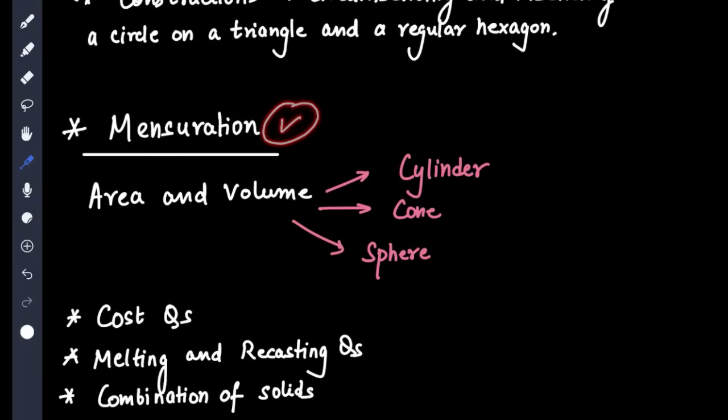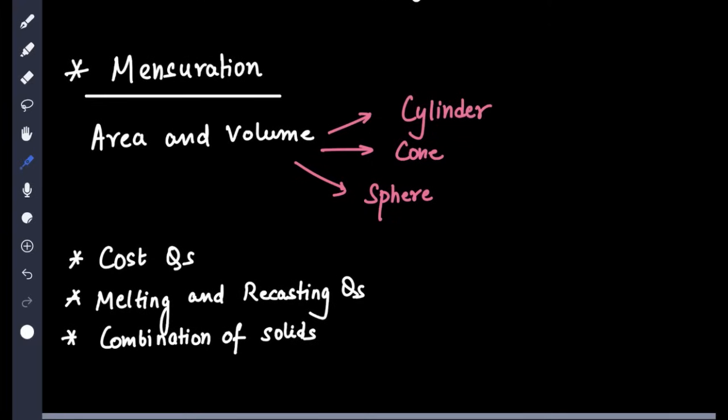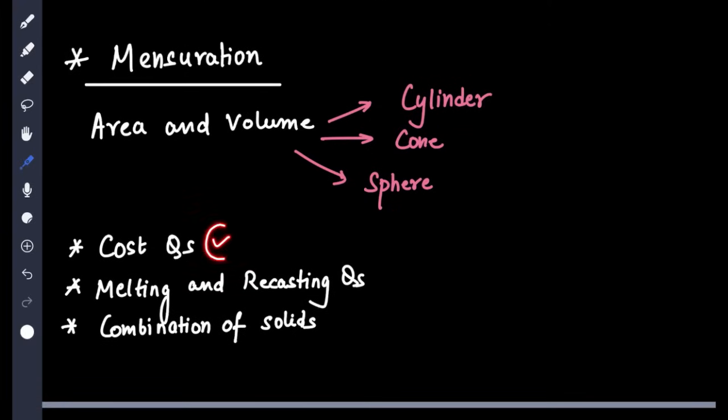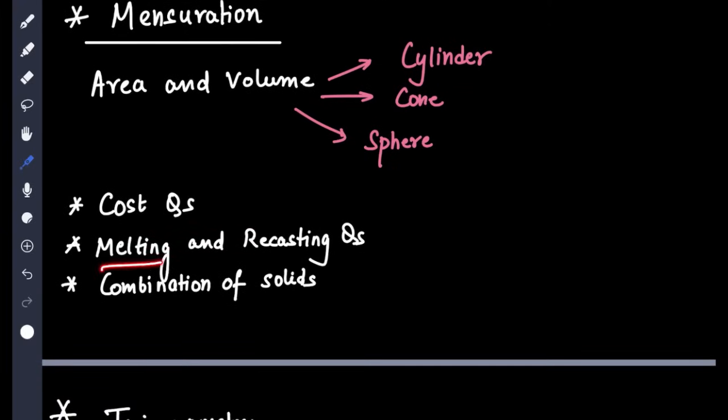Mensuration questions based on the formulas, like calculate the area and volume of cylinder, cone, sphere. Again, a very scoring chapter, and nothing difficult is asked in this part. They'll ask you direct formula based questions, like cost questions, melting and recasting questions, melting a cylinder and recasting it into four sphere pieces. So they'll ask you the volume of that, or maybe the radius or something like that.